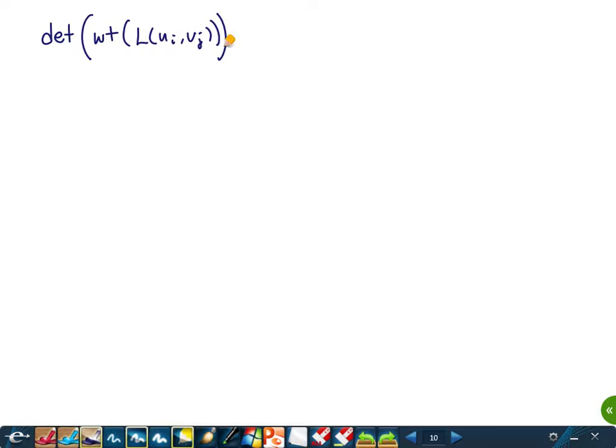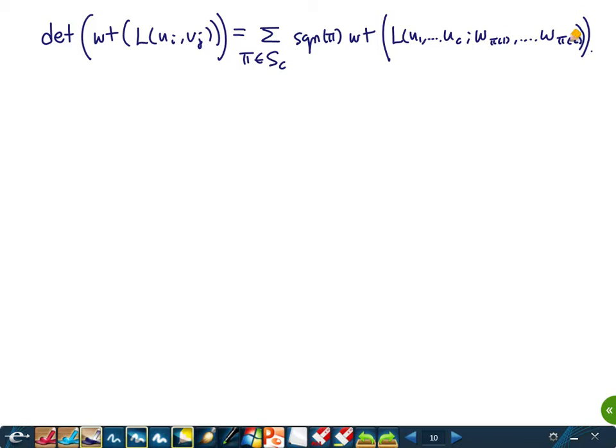And by definition of this thing, we consider all permutations pi in S_c, sign of pi, and the weight of L U1 ... Uc, W pi 1 ... W pi c. This means the sum of the weights inside this lattice path. This is just the definition of the determinant. Now, we will just do the same thing as we did when we proved the Lindström–Gessel–Viennot lemma. We will try to argue that the lemma works.